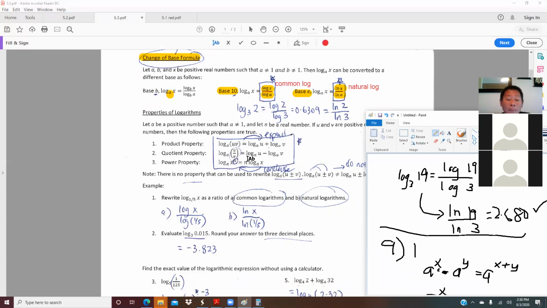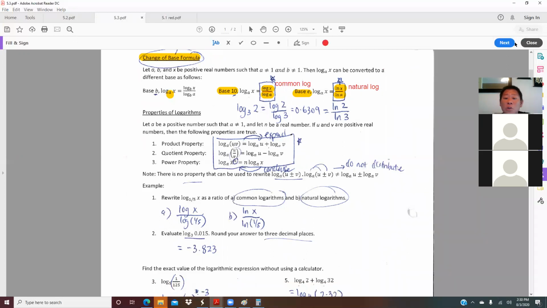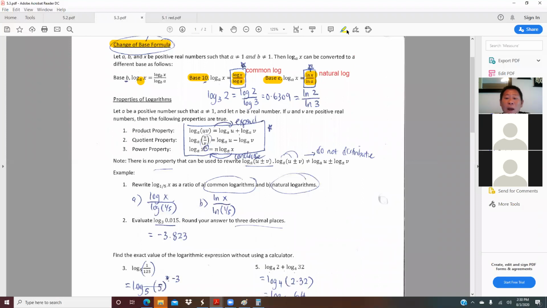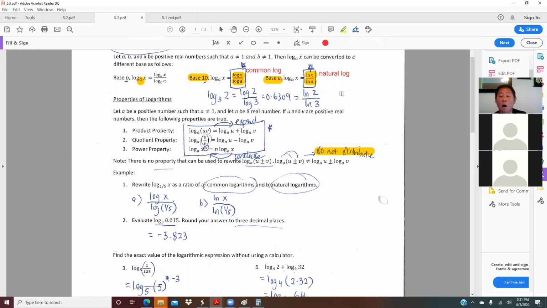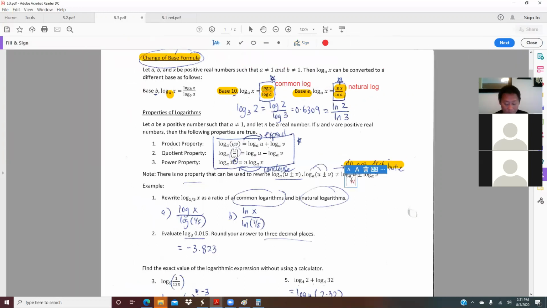Okay. But be careful with one of these properties: you cannot add or you cannot subtract. That means if you have log_a (u plus v), this is not the same thing as log u plus log v. So you don't distribute here, okay? A lot of students, when they have log (u plus v), they distribute to log u and log v. This is wrong, okay? So do not do this. Don't do that. This is all wrong, okay?